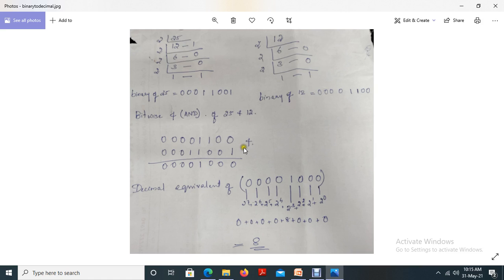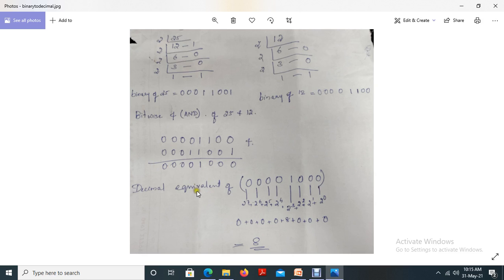Okay. Then we are going to perform the bitwise AND operation for these two numbers: 0 and 1 is 0, 1 and 0 is 0, 0 and 0 is 0, 1 and 0 is 0. This is the AND operation, so 1 and 1 only we will get 1. All the remaining are 0. So this is the binary value of this AND operation.